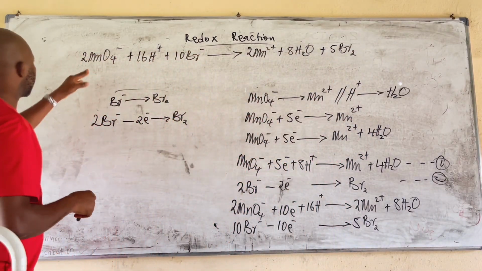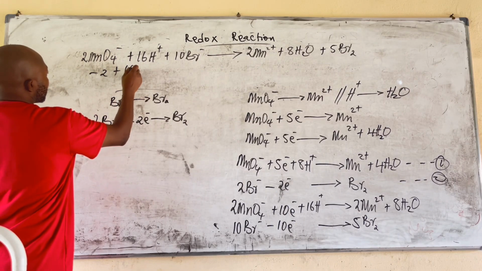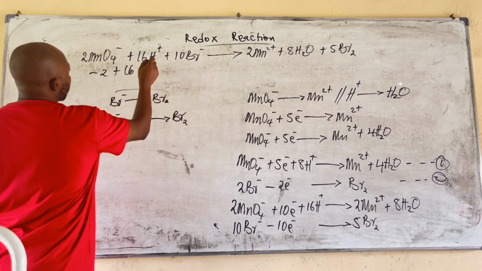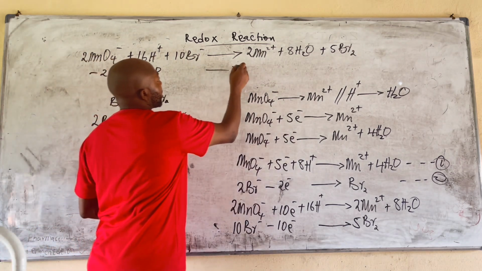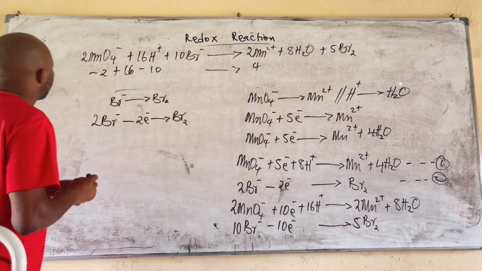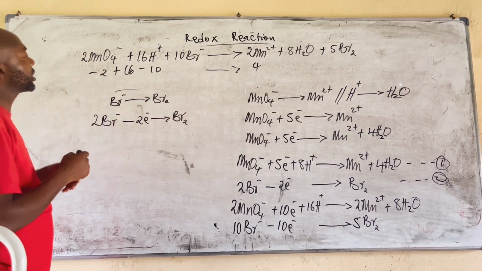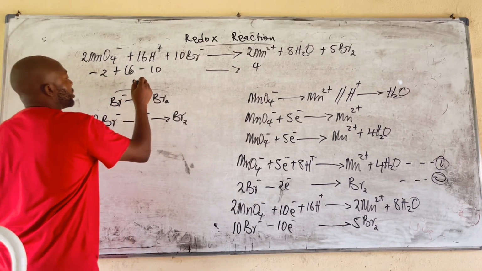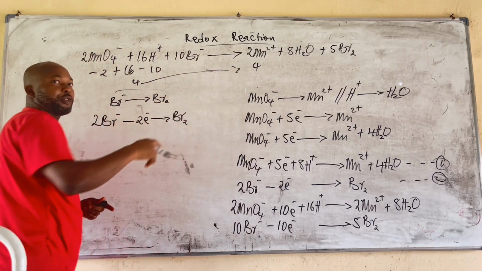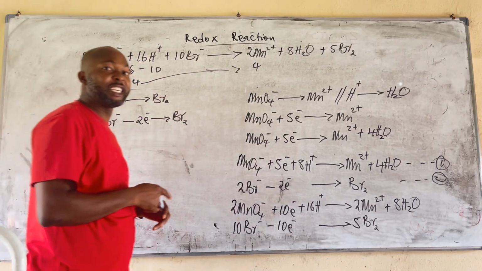Now, balancing. This is minus 2 plus 16 minus 10. This is just 4. So let's see. Minus 2 minus 10 is minus 12 plus 16 is 4. Alright, so this is correct. 4:4. So this is the final answer. The equation is balanced.